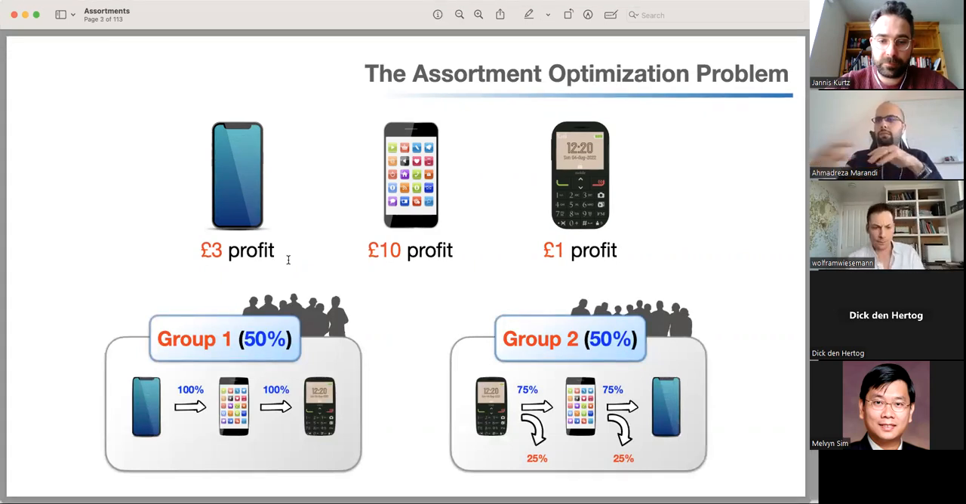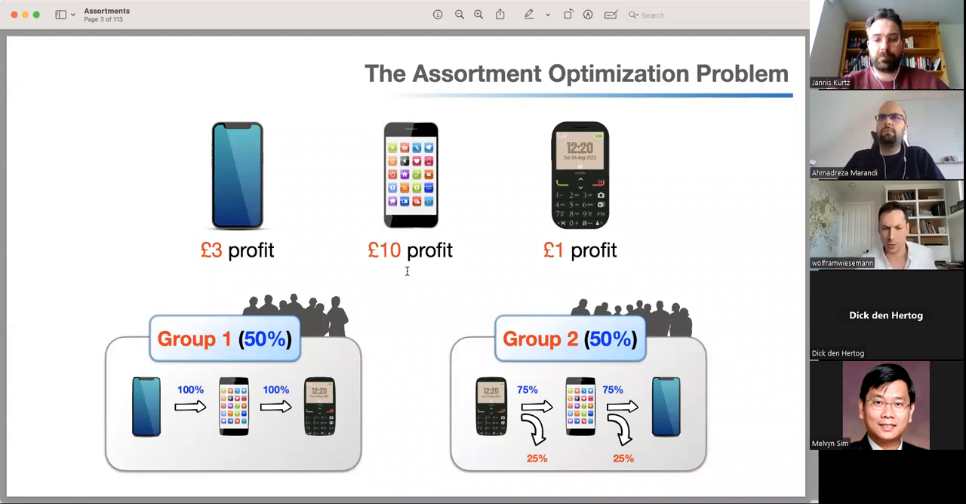So let's assume that our customers behave according to the following choice model. We have 2 groups of customers of equal size. The customers of group 1 have preferences going from left to right. So you see if the phone here on the left is shown in our assortment, the customers of group 1 will buy it for sure. If that phone is not part of our assortment, since we need to show exactly 2 phones, the customers will buy that phone. That's group 1.